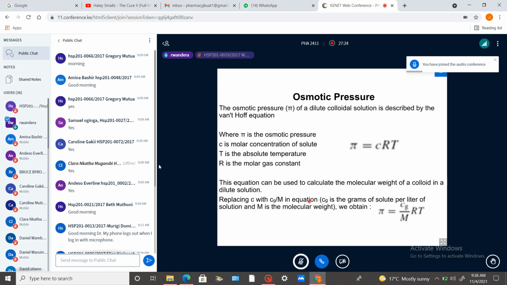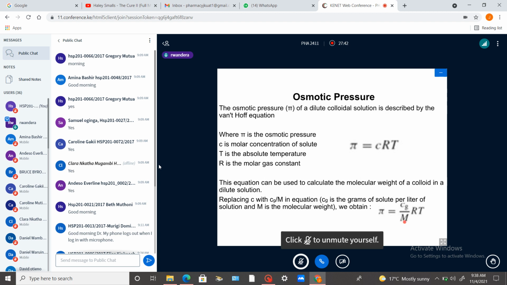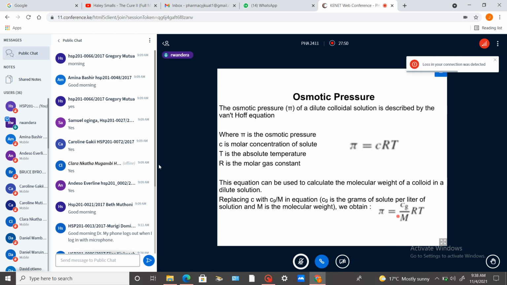Whereby Cg is the gram solid per liter of solution and M is the molecular weight. So by replacing C with Cg over M, you can now substitute and determine the molecular weight of your colloidal particles. So you can also use osmosis as a motion to determine the molecular weight of your colloidal particles.